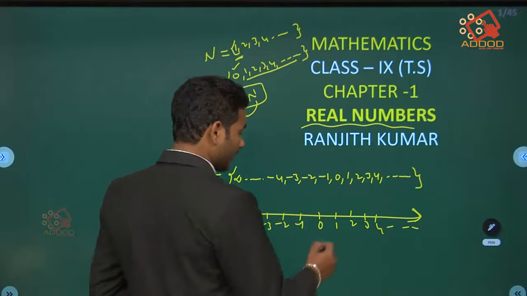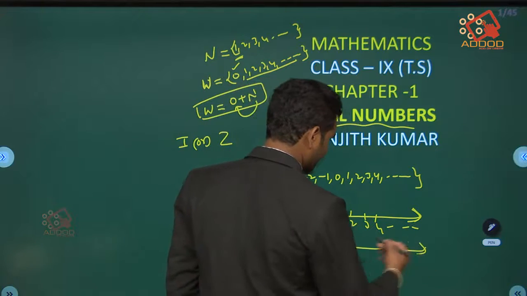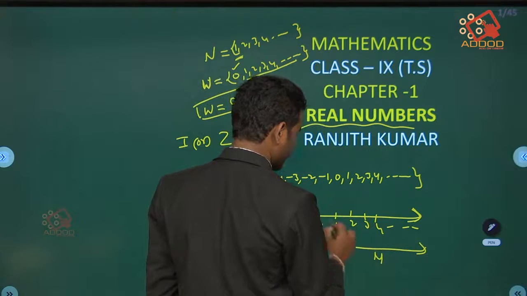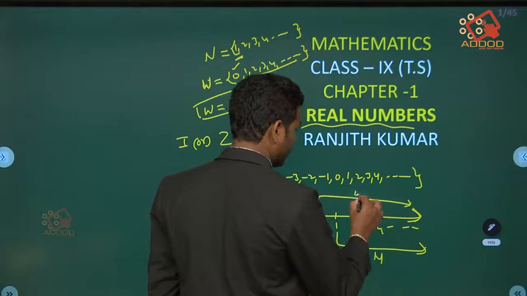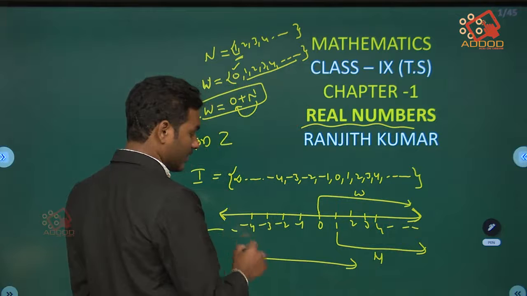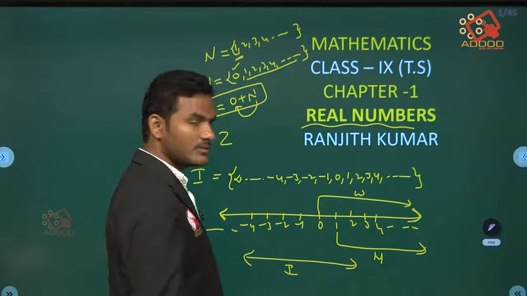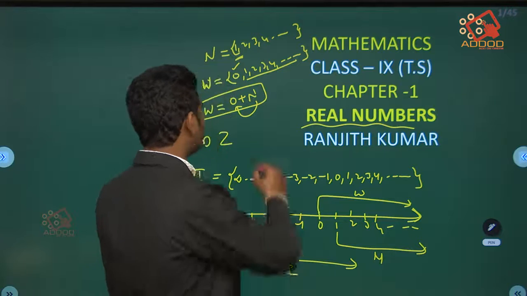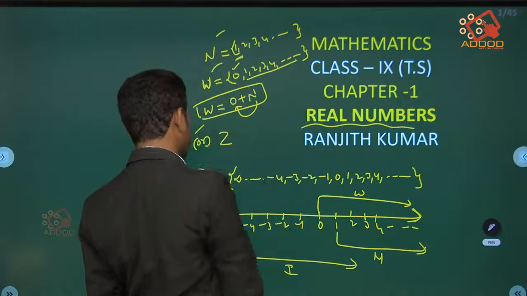Now if you observe this number line, from 1 to this side, these are the natural numbers, and from 0 to this side, these are the whole numbers. The total values on this number line represent the integers. These are the total integers. Now we know natural numbers, whole numbers, integers, and everything.